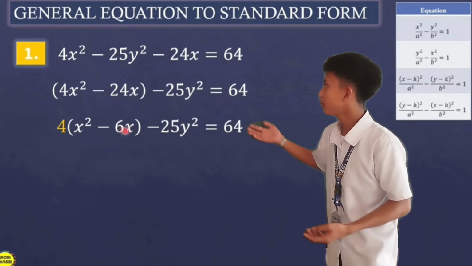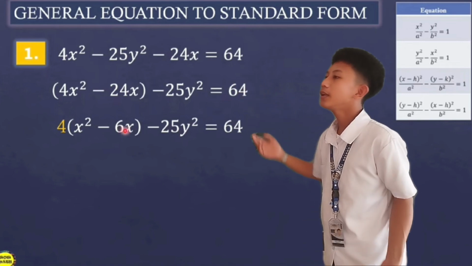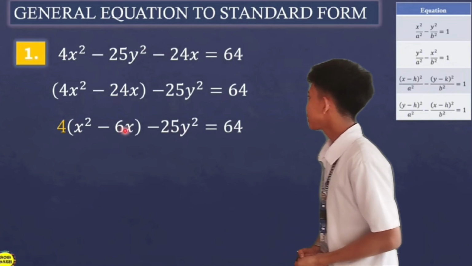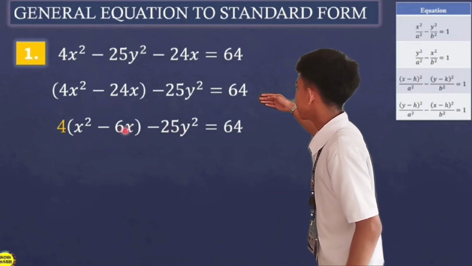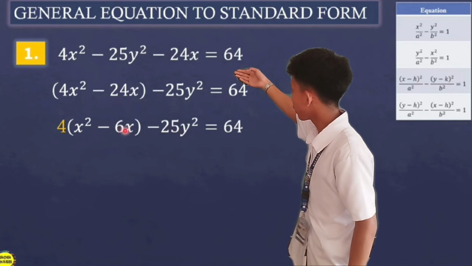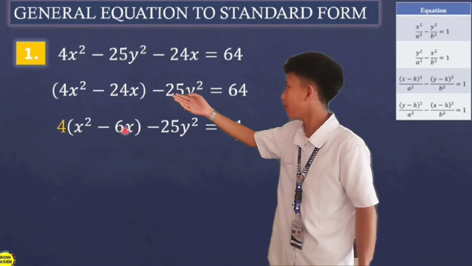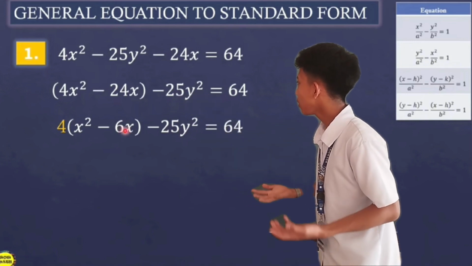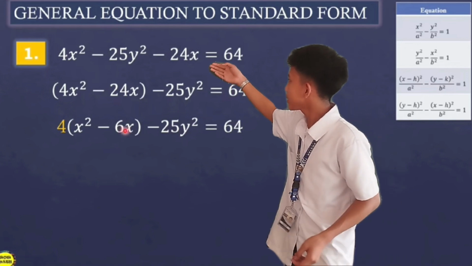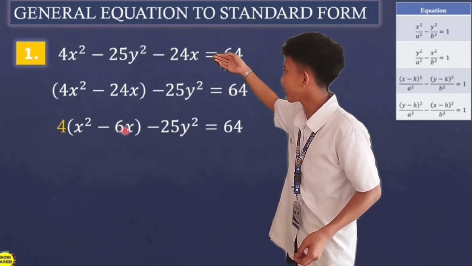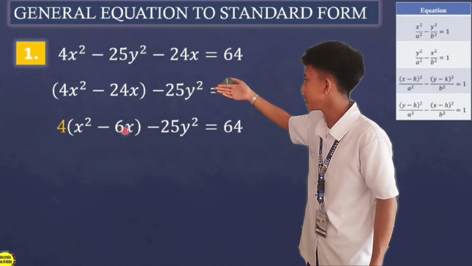So we're going to transform this equation from general form to standard form. The first step we need to do is arranging it by variables. So the equation will be 4x squared minus 24x minus 25y squared equals 64. And the next thing we're going to do is factor 4 from 4x squared minus 24x. So it will be 4 times x squared minus 6x.